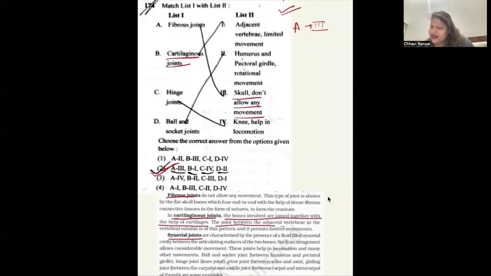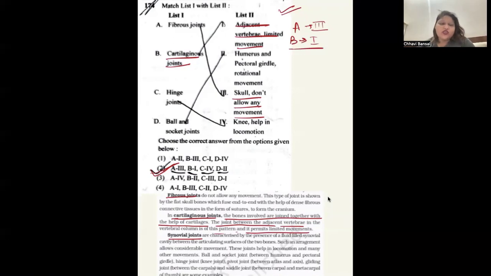The joint between the adjacent vertebra in the vertebral column is in this pattern, and it permits limited movement. So it is present in adjacent vertebral column and it allows limited movement. So for B, it's 1.